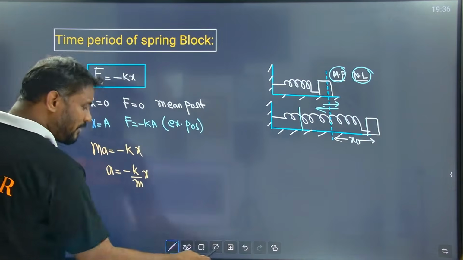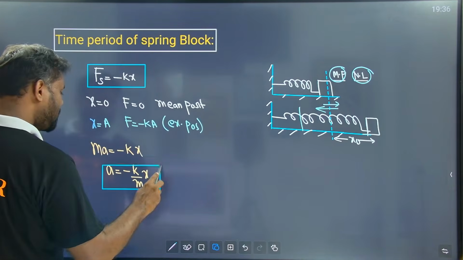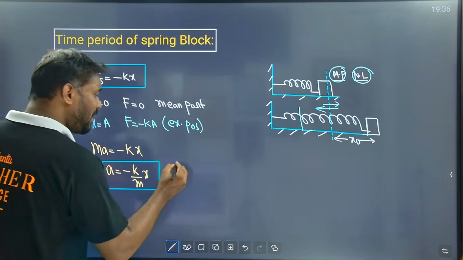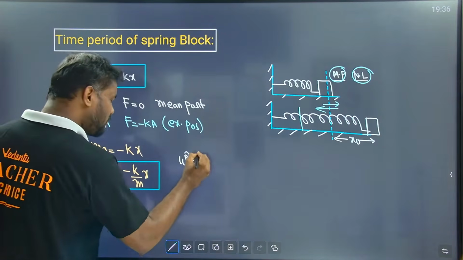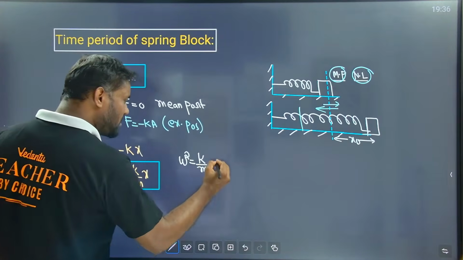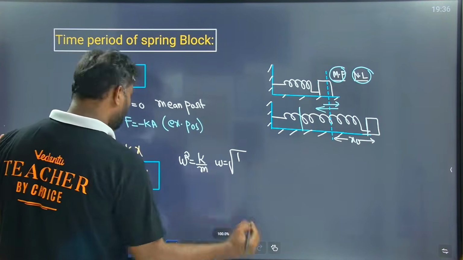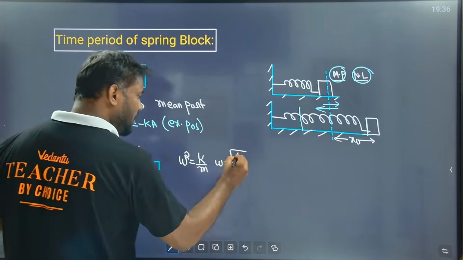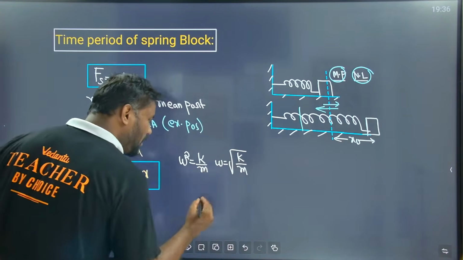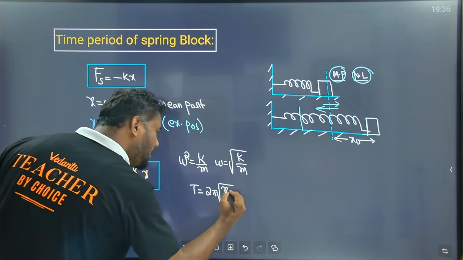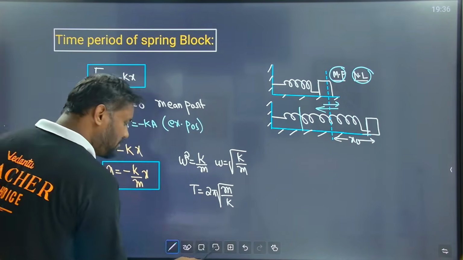So now what will be the value of omega? What is the value of omega from this equation? Can you tell me the value of omega? So omega square is equal to K by M. Then omega is equal to root under K by M. So how can we calculate the time period? Time period is equal to 2 pi root under M by K. This is the time period of the simple harmonic motion.